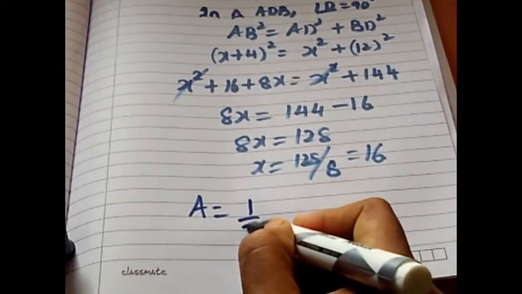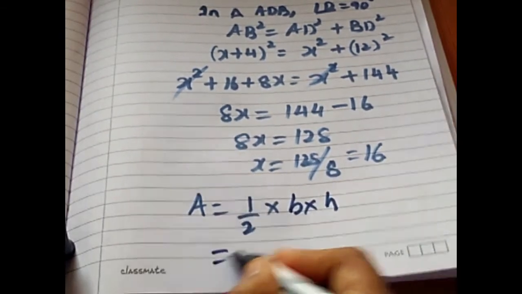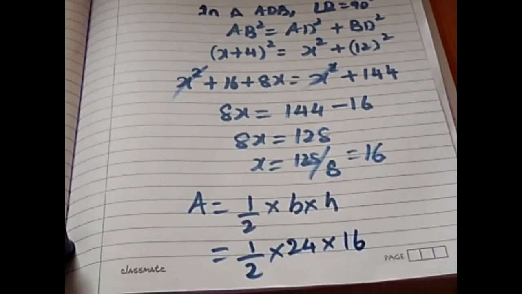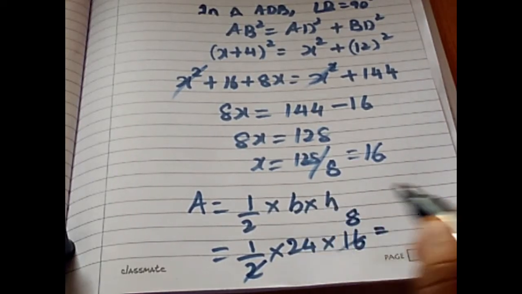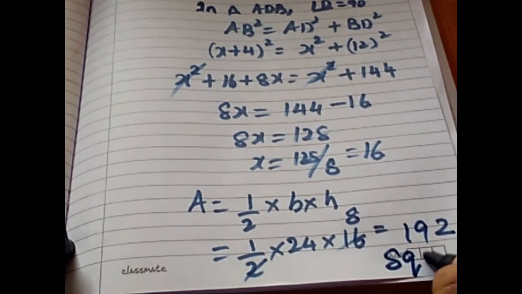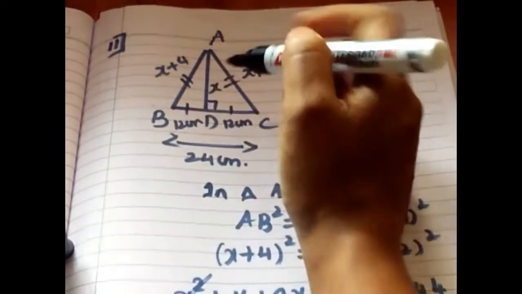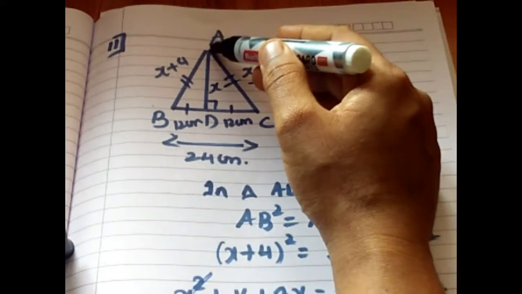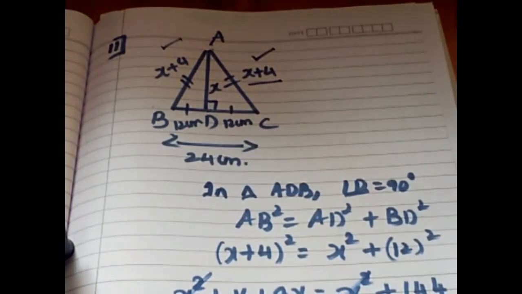Now, even though it is an isosceles triangle, I can apply the formula half into base into height. Why? Because we know that the base is 24, which is given, and the height we have calculated as 16. Half into 24 into 16 is 192 square centimeter. Very simple question, but you should remember the property of an isosceles triangle, that the height divides the base into two equal parts, and the assumption that the height is x, so that the equal side, being 4 centimeter more than that, is x plus 4.